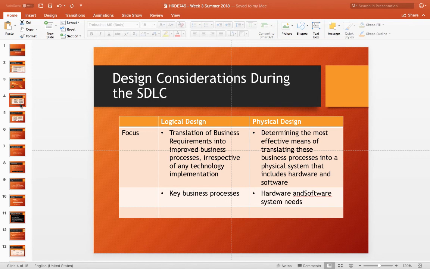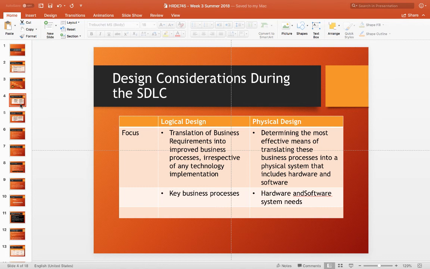You have reviewed the SDLC model, but in more detail, design can have two different types of approaches. The first approach is a logical design. So when you're designing a system, you can start by looking into the business requirements, and that is what we use to translate this into improved business processes. This is regardless of any technology implementation. So in essence, one of the design considerations is that you first look into the organizational processes.